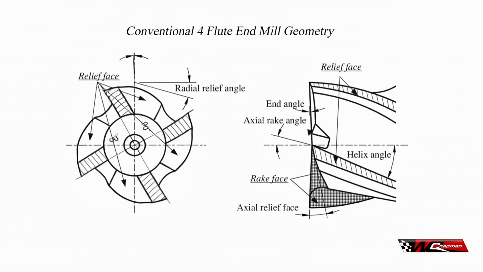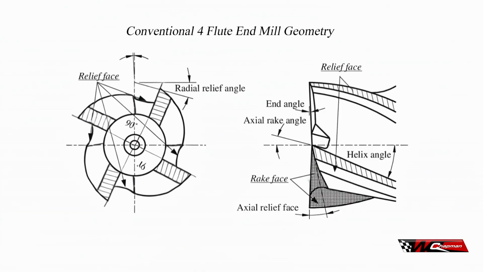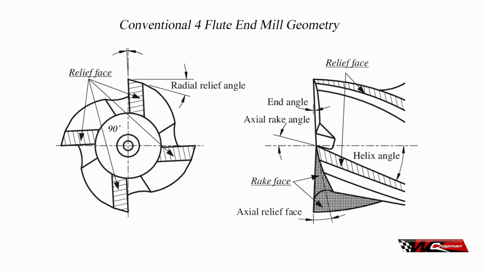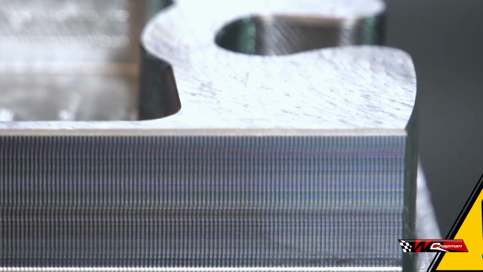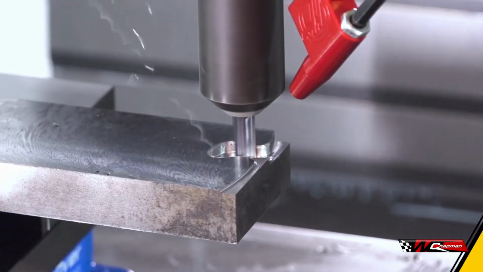Start with a standard 4-flute end mill. Each flute is spaced exactly 90 degrees apart, perfectly symmetrical. That regularity is the problem. When every flute hits the material at the exact same interval, those impacts combine into one repeating frequency. That frequency resonates, it builds, and it becomes chatter.